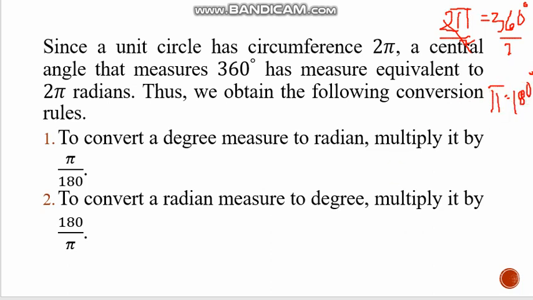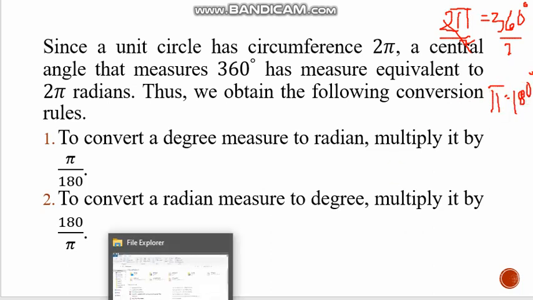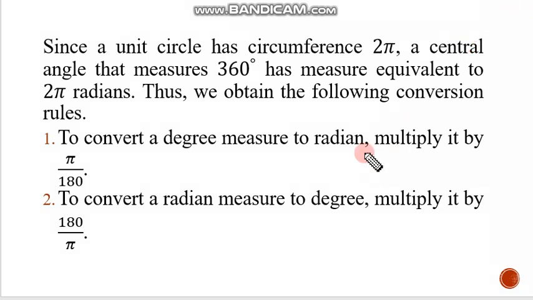From this, we will obtain the following conversion rules. To convert a degree measure to radian, we will multiply it by pi over 180. While if we convert a radian measure to degree, we will multiply it by 180 over pi.